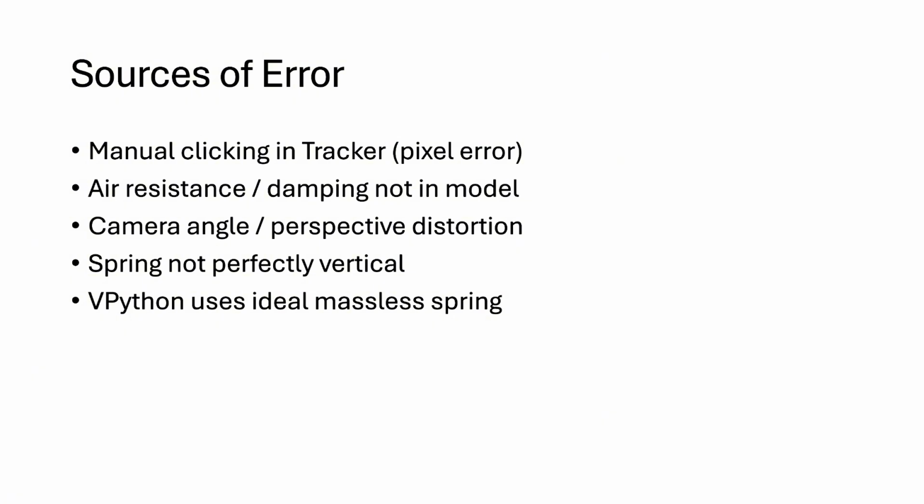There were several sources of error in Tracker. Marking each point manually can introduce pixel-level inaccuracies. Air resistance and internal friction weren't included in the model, and the spring might not have been perfectly vertical. The camera angle could also distort the measurements slightly.